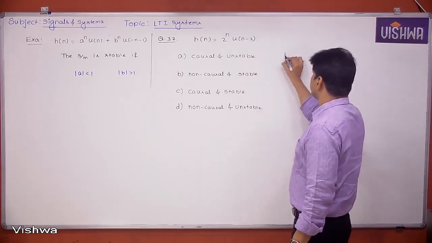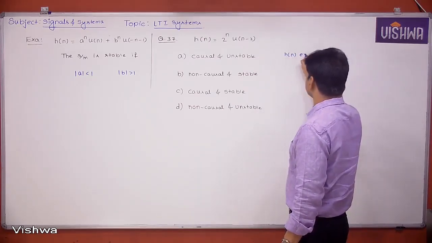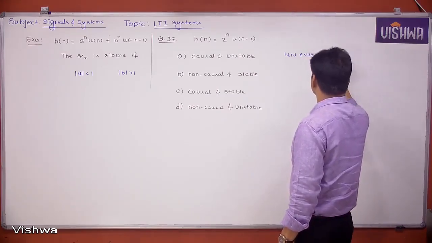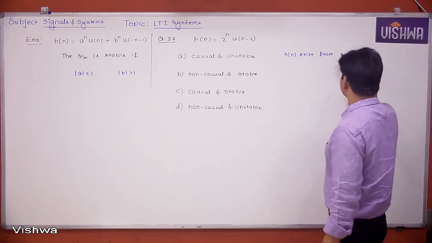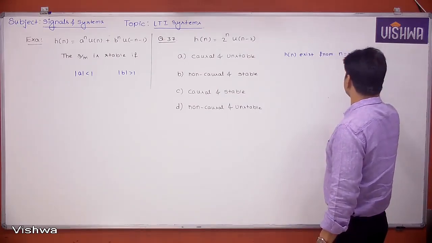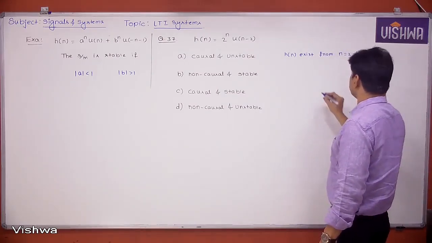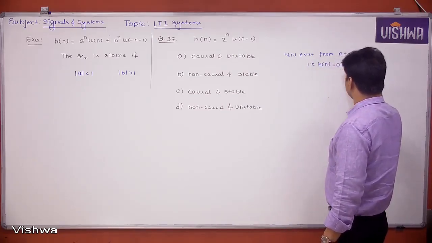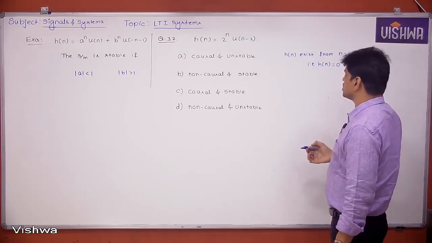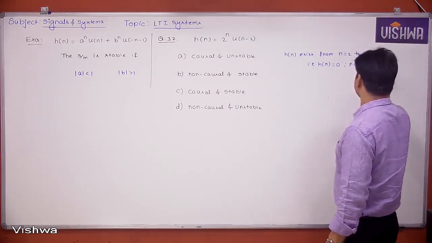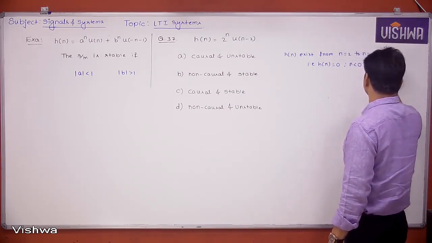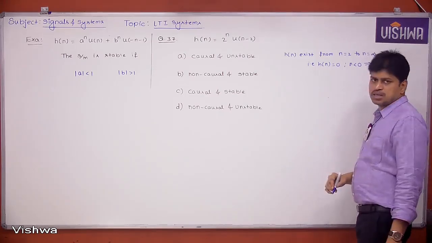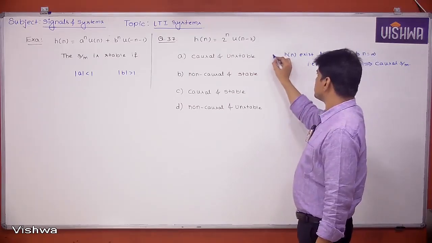So h of n exists from n equal to 2 to n equal to infinity. That is, h of n is equal to 0 for n less than 0. So that means the system is causal. That implies a causal system. Next, we have to say whether it is stable or not.